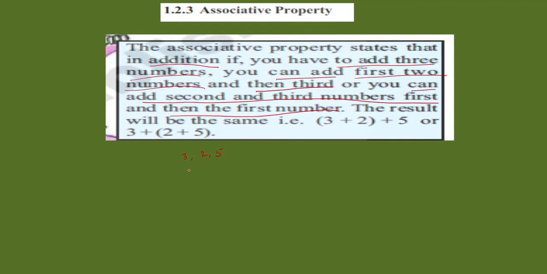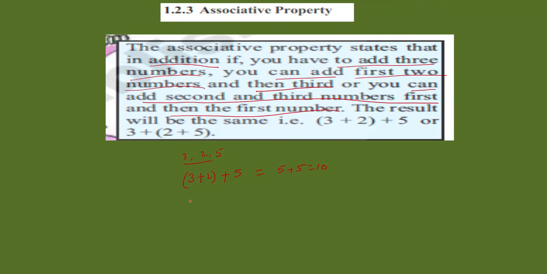First you may add the first two numbers. What are those first two? 3 and 2. So 3 plus 2, then after plus 5. Now what you get? 5 plus 5. That is equal to 10.